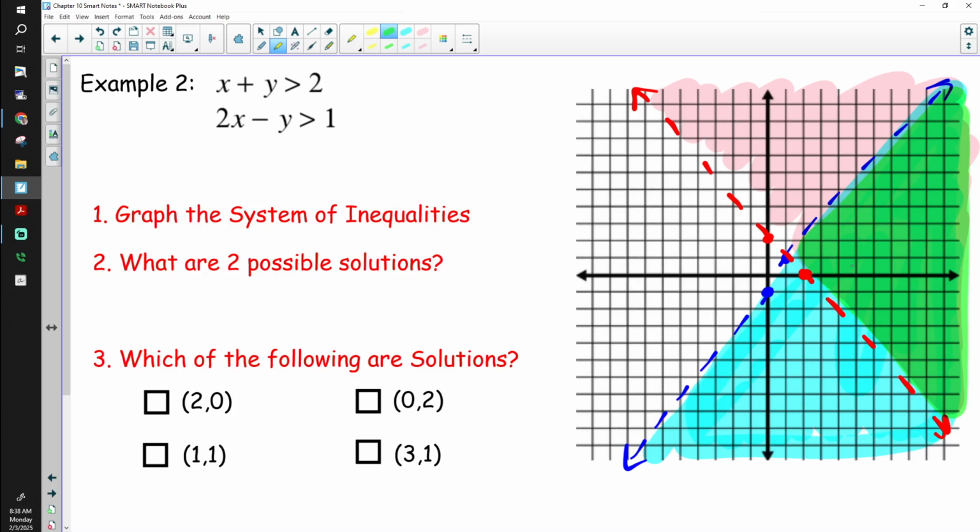Okay, so take a second. What are 2 possible solutions? Find 2 points that are inside the double shaded regions, the green regions, where both colors touch. 2 points. Tons to pick from.